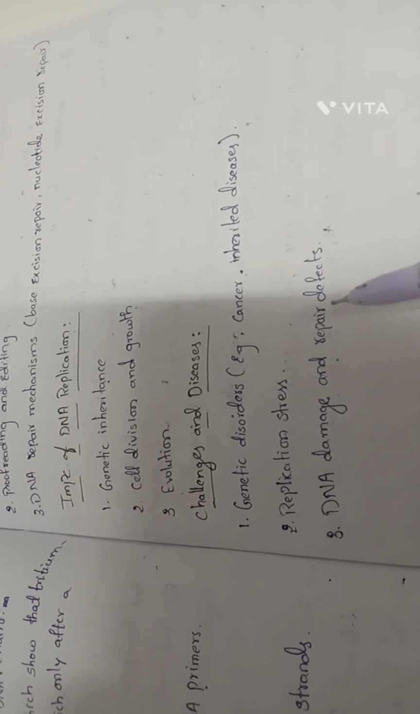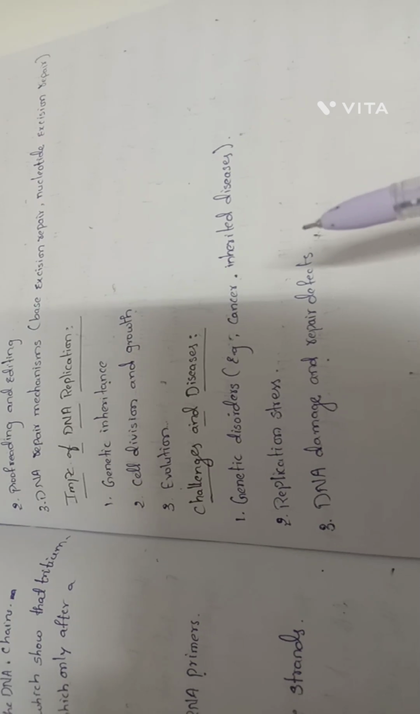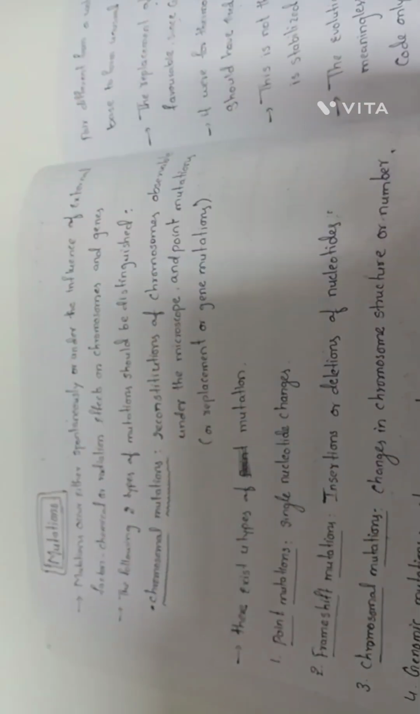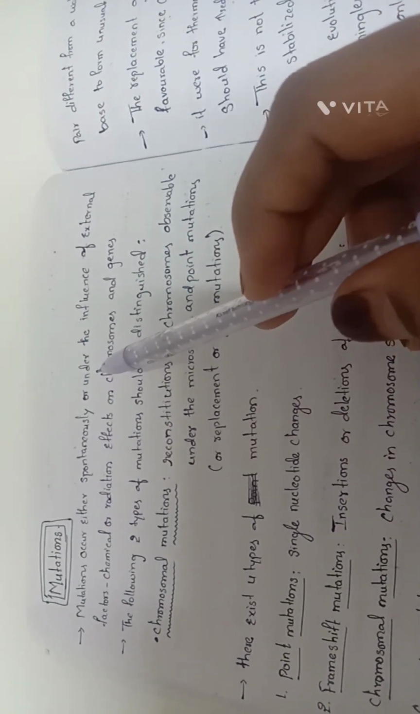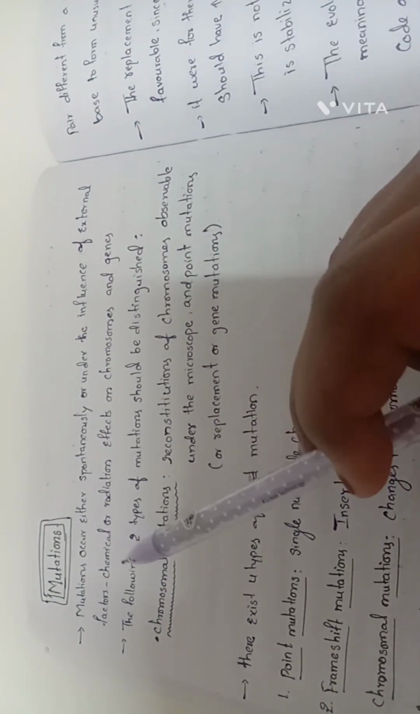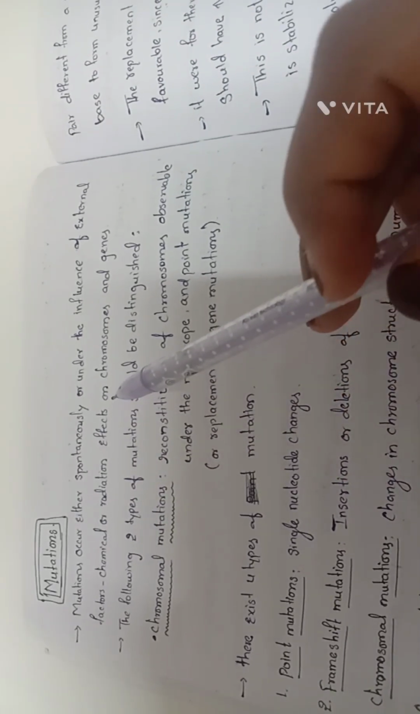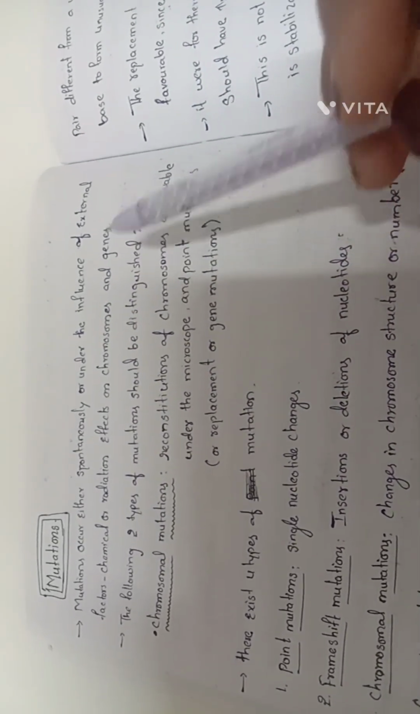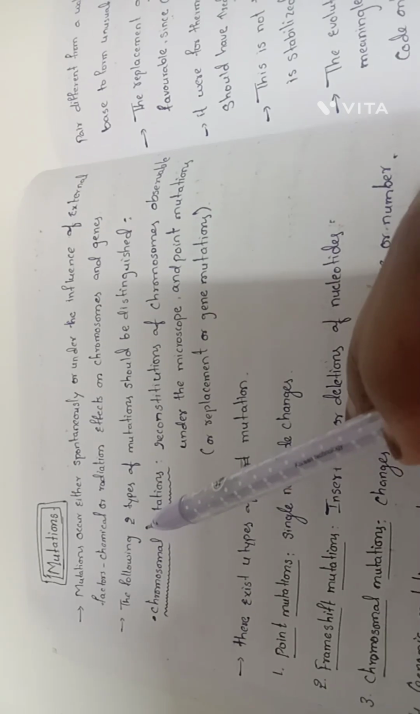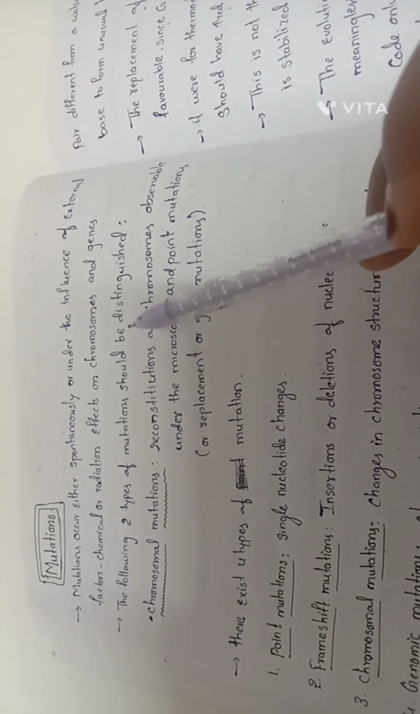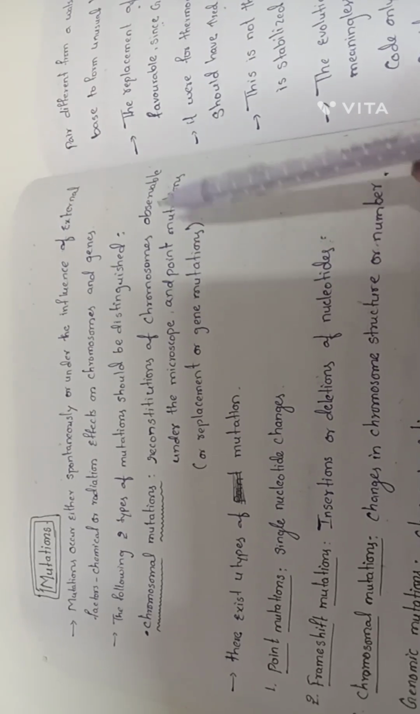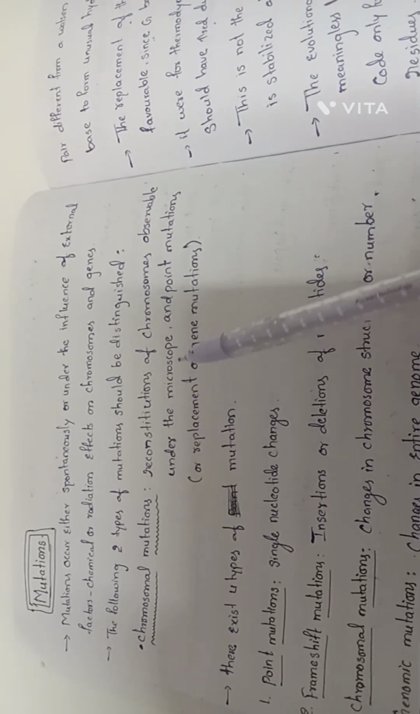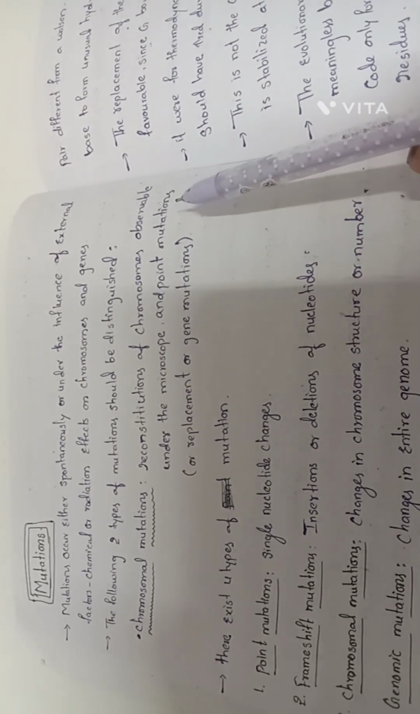Replication stress, DNA damage and repair defects. The next topic is mutations. Mutations occur either spontaneously or under the influence of external factors, chemicals, or radiation effects on chromosomes and genes. The following two types of mutation should be distinguished: chromosomal mutation, reconstitution of the chromosome observable under the microscope, and point mutation.